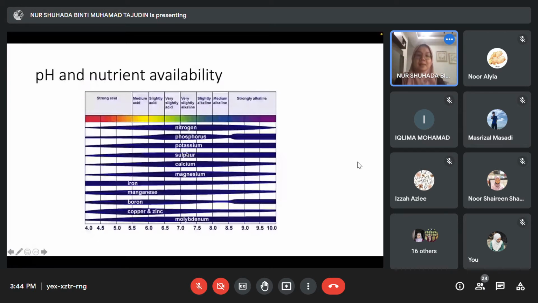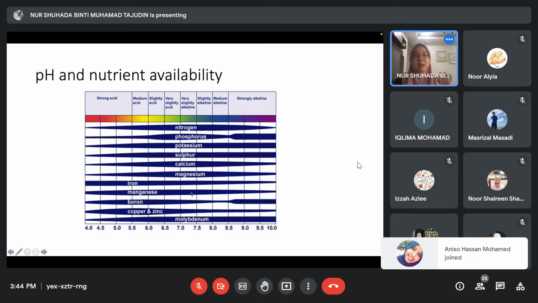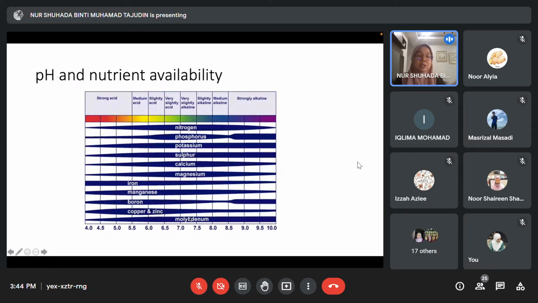Okay, but micronutrients are needed in a very small amount. So that's why dia kurus dekat sini. It's thin here. It's not wide. Okay, because it is not needed in a large amount lah.